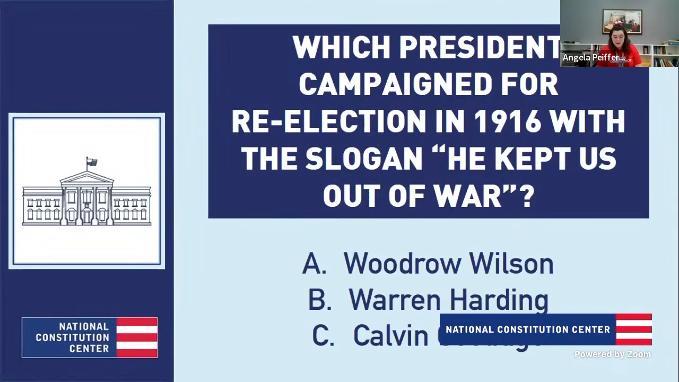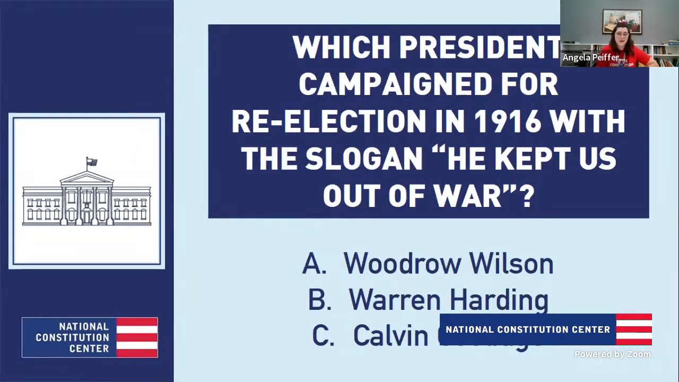Which president campaigned for re-election in 1916 with the slogan, "He kept us out of war"? A, Woodrow Wilson, B, Warren Harding, or C, Calvin Coolidge? 1916, re-election. He kept us out of war. What war, I wonder?